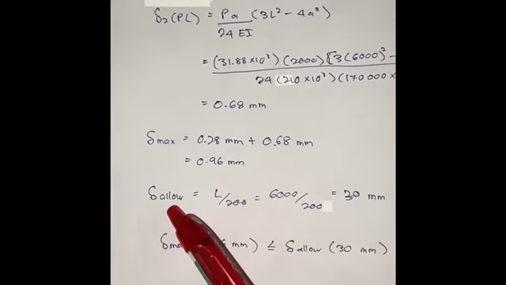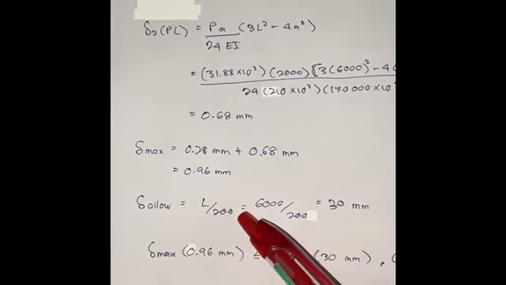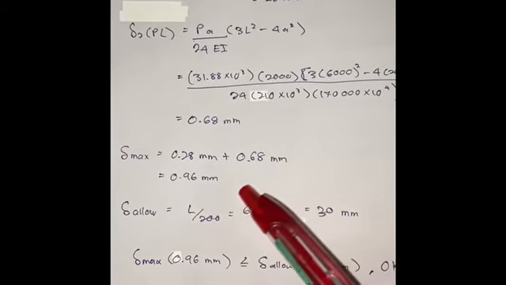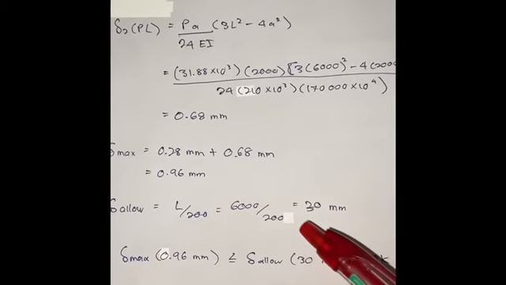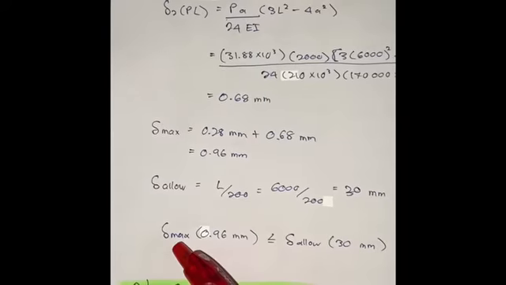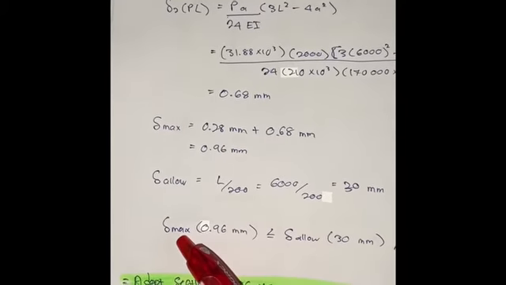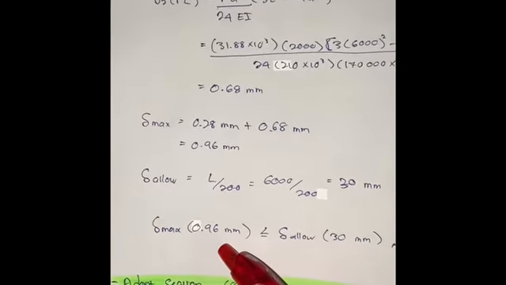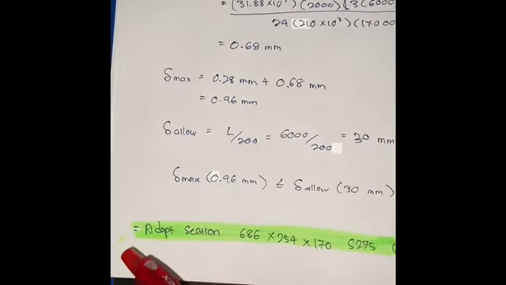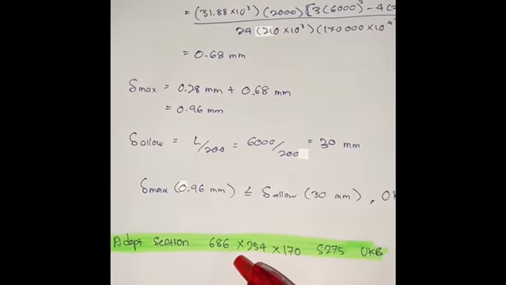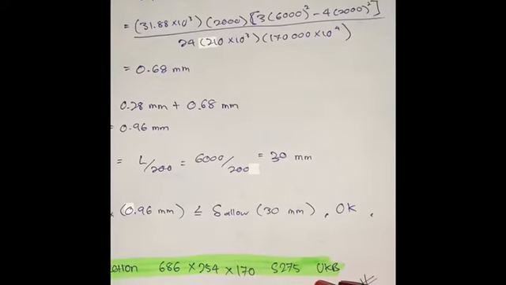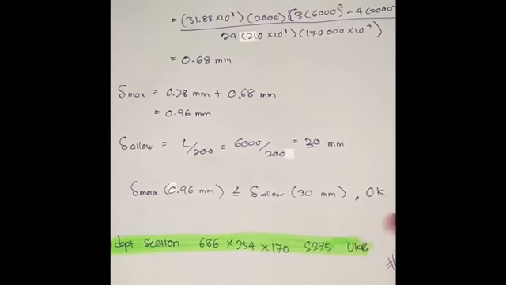So we find the allowed. The allowed equation is L over 200. So the L for our beam is 6000 mm over 200, which is equal to 30 mm. So our deflection is passed because the deflection max of 0.96 mm is below 30 mm. So we adopt the section 686 times 254 times 170, steel type S275 UKB, for this steel design.